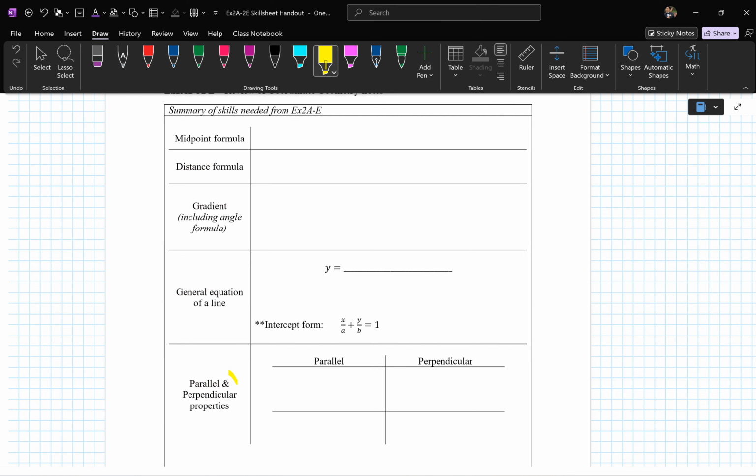Okay, so this is E. I think this was D. This might have been C, and then 2AB is somewhere in between those two there. Okay, so that's how you know which one to focus on.